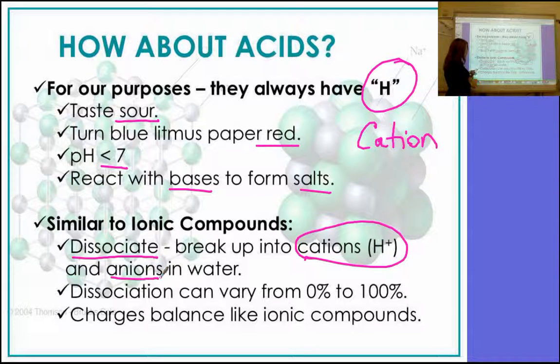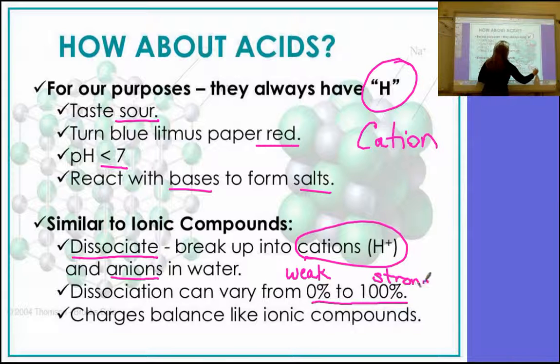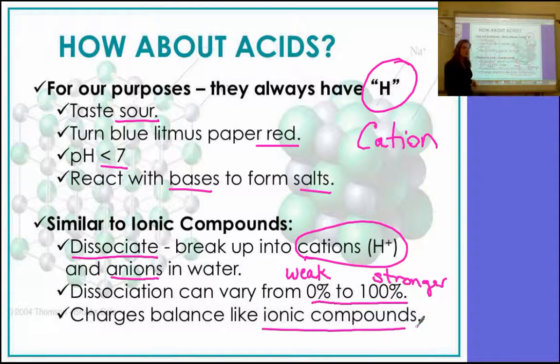The dissociation is slightly different. It can vary from 0 to 100%. We saw in the lab that we did, the 0% are generally the weaker acids, and the 100% dissociation are usually the stronger acids. The charges are going to balance just like ionic compounds when we write the formulas. However many positive charges we have, we have to have that many negative charges.